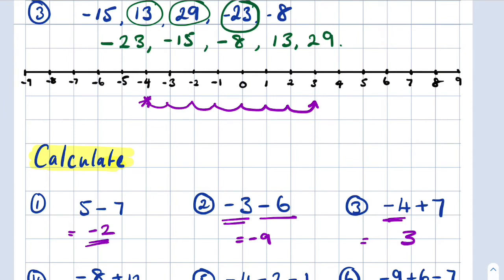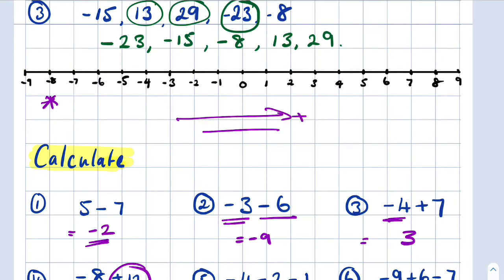Next one, -8. So we're going to start at -8, which is here. Start at that point, and we are going to add 12. That means we're going to go right 12. Adding, we go to the right. Subtracting, we go to the left. So let's add 12. So we've got 1, 2, 3, 4, 5, 6, 7, 8, 9, 10, 11, 12. And we end up at 4.